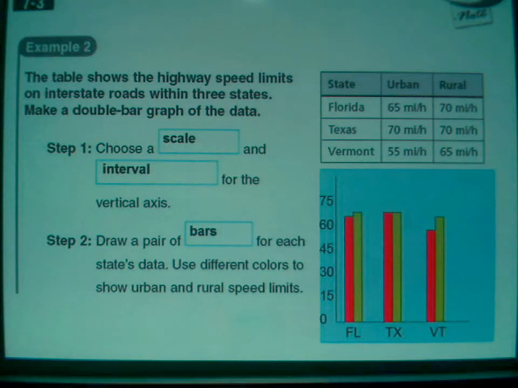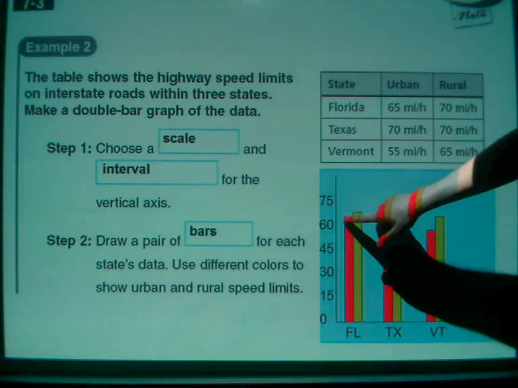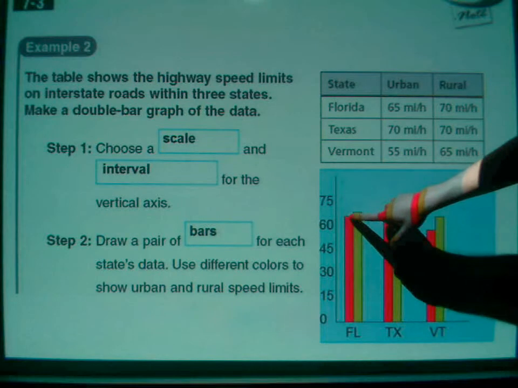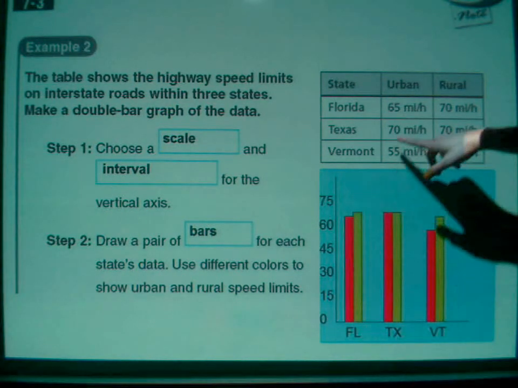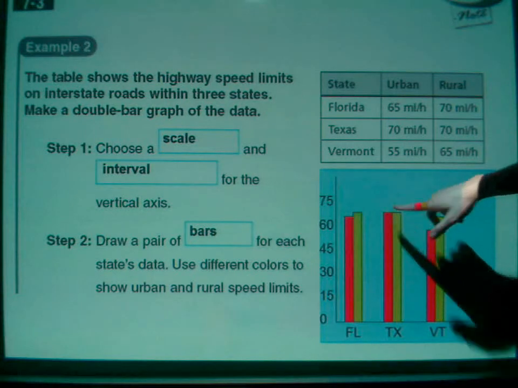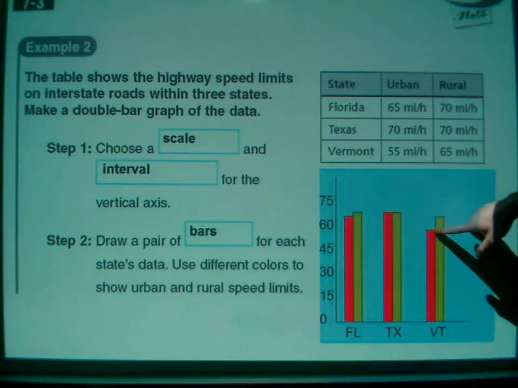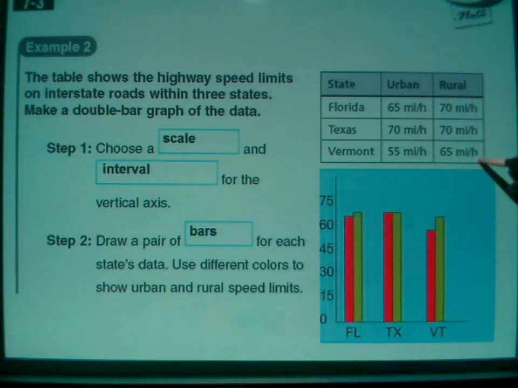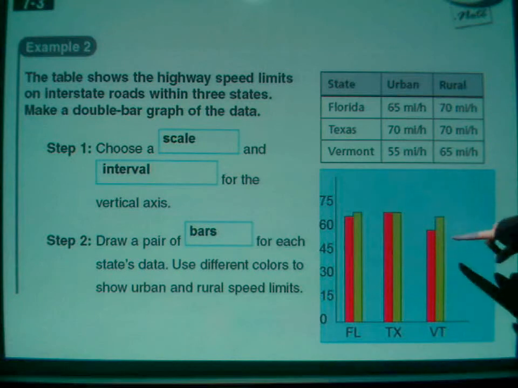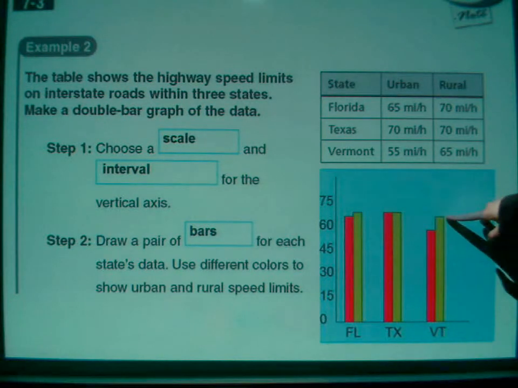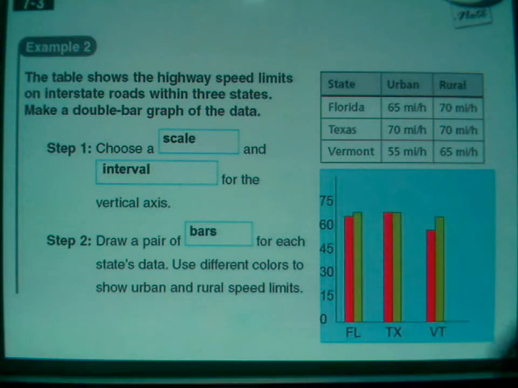So as you can see, what we've done to start is we've labeled tops of the bars at 65, as in 65 miles per hour for Florida, 70 for Texas, and 55 for Vermont. And then we've gone back and repeated that process for the rural numbers, 70 for Florida, 70 for Texas, and 65 for Vermont. And then we've made our bars.